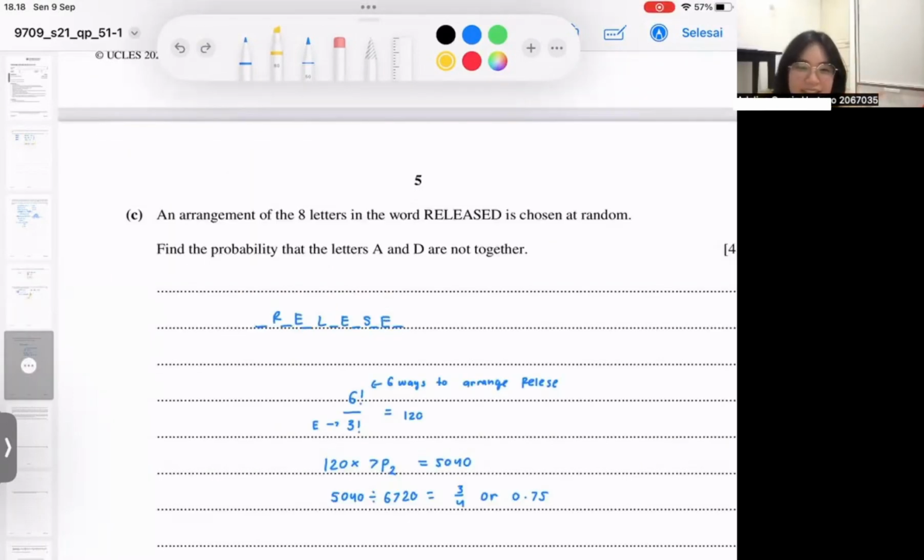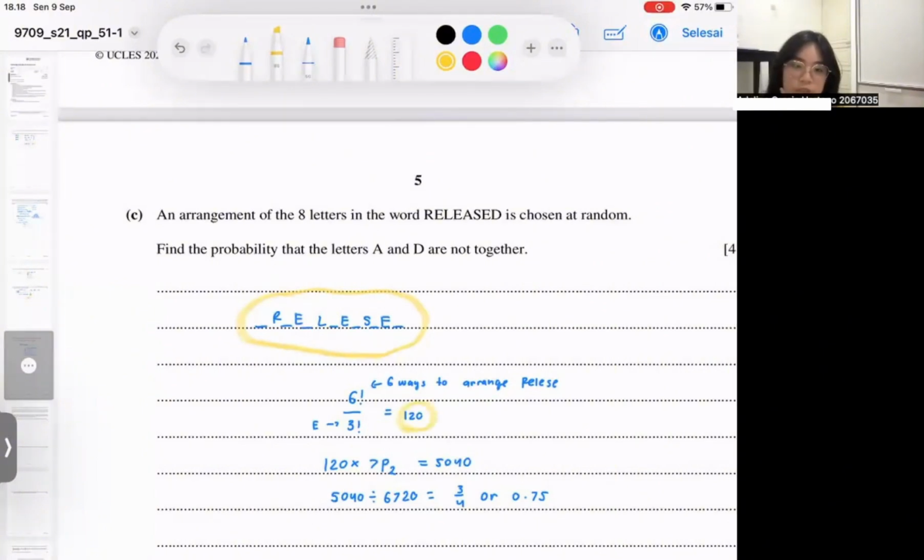C, an arrangement of the 8 letters in the word RELEASED is chosen at random. Find the probability that the letters A and D are not together. So as you can see, there are ways to arrange the word RELESE, which you can write as 6 factorial over the 3 E's, 3 factorial, which equals 120.